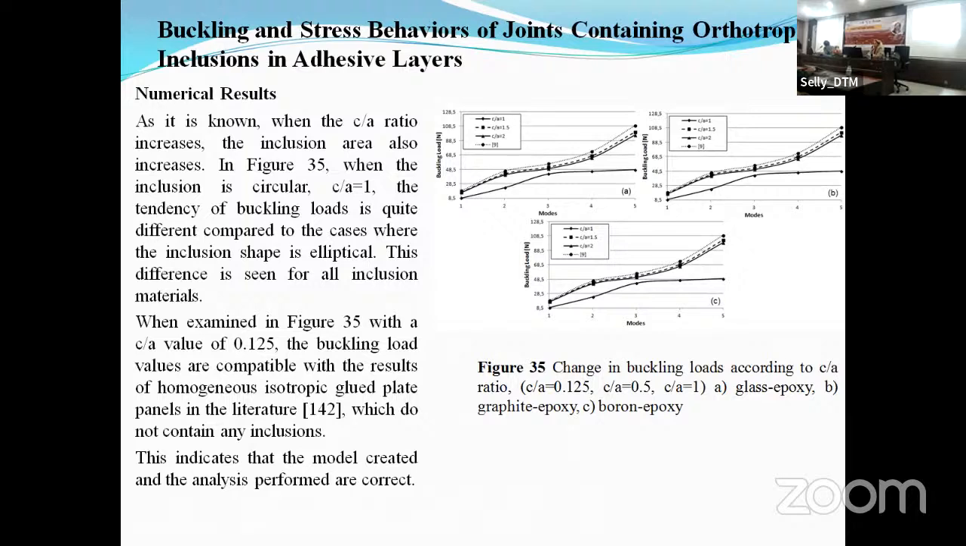You know that, from the geometry, we take 5 modes into consideration. The critical buckling load behavior is like that. So when the inclusion is circular, C over A is equal to 1, the buckling load is quite different compared to the case where the inclusion shape is elliptical.